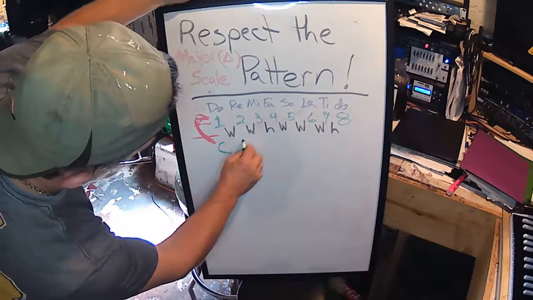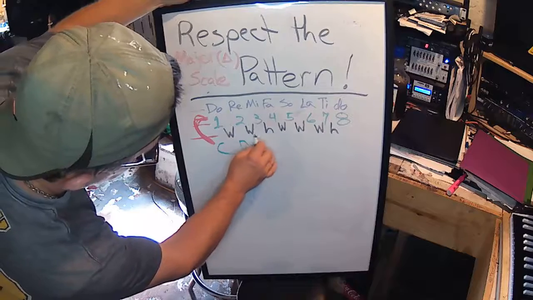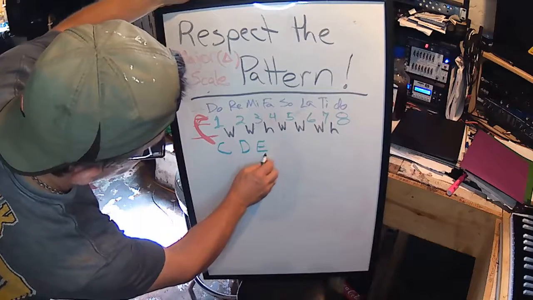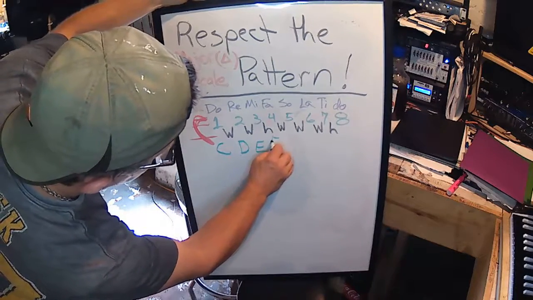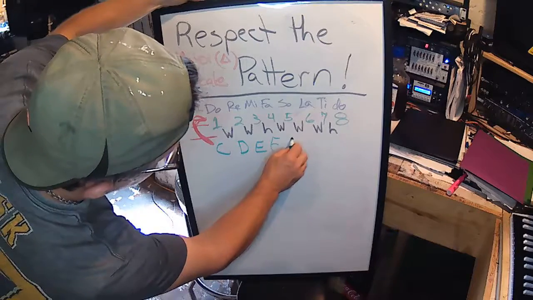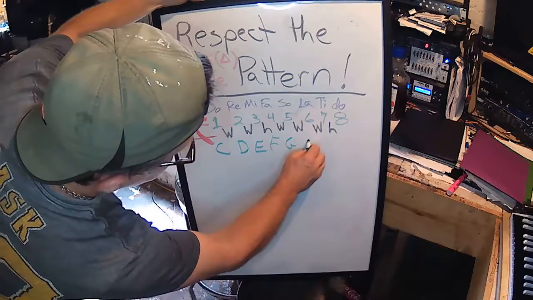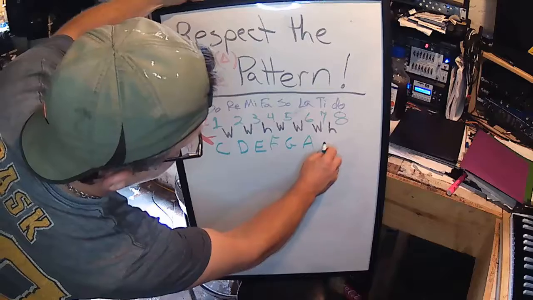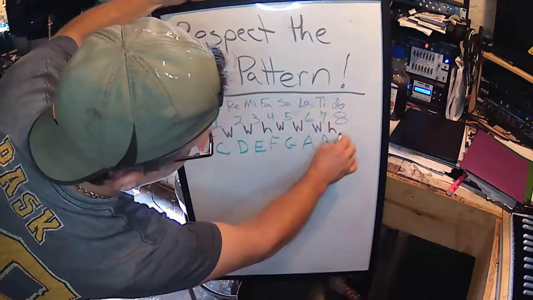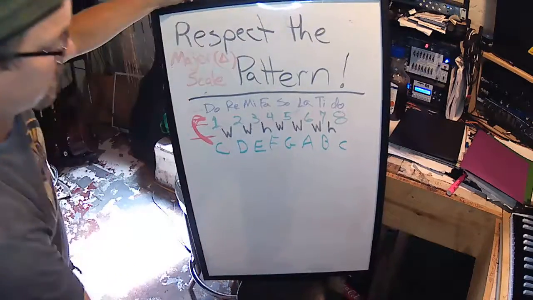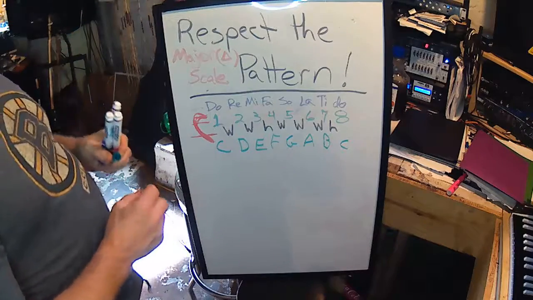right, we got C to D is a whole step, D to E would be the whole step, E to F, right, F to G is a whole step, G to A is a whole step, A to B is a whole step, B back to C is a half step. We've met the criteria.